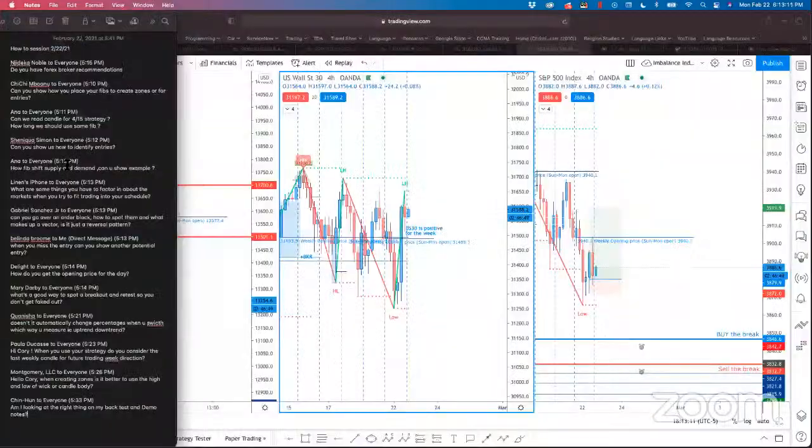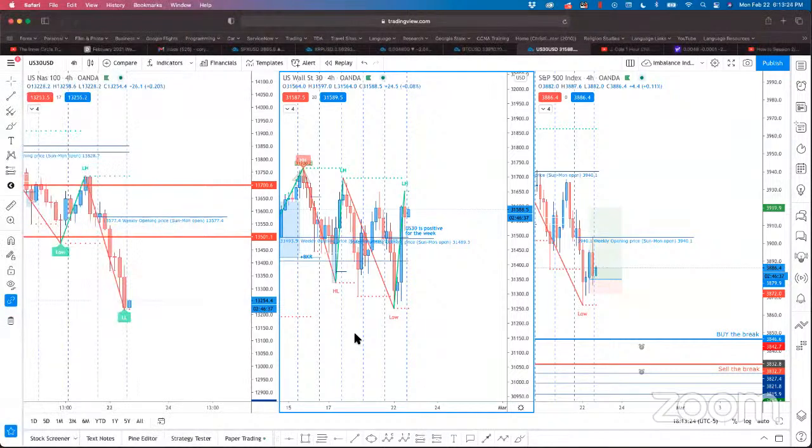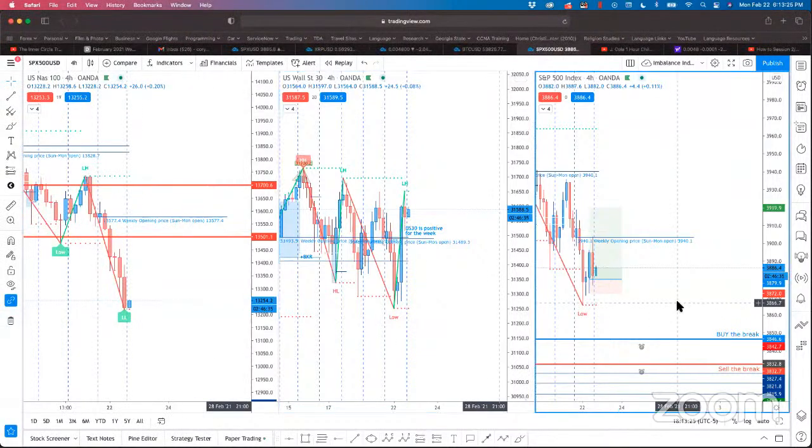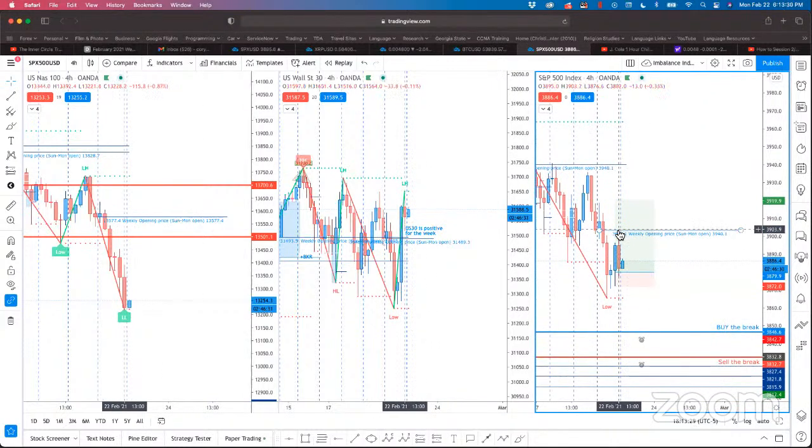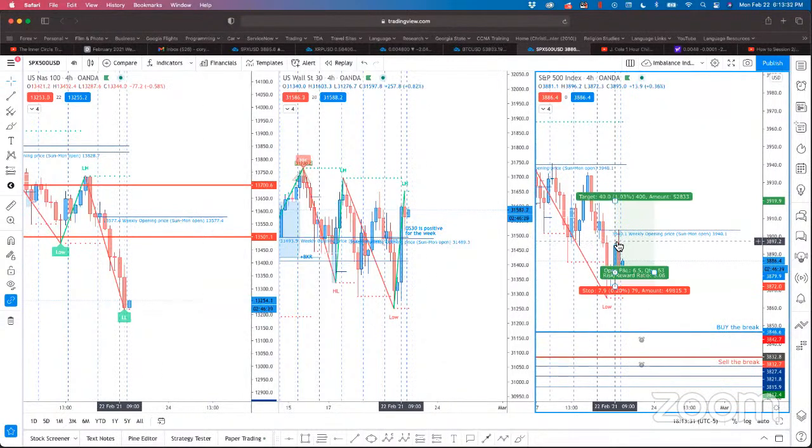Would you bother throwing a fib on it? Because where it wicked at, I think it's 50%. Or is it 618? On SPX, that red candle that wicked right to the weekly opening before it dropped the hell back down. This one? Next one. Yep. Would I sell it?